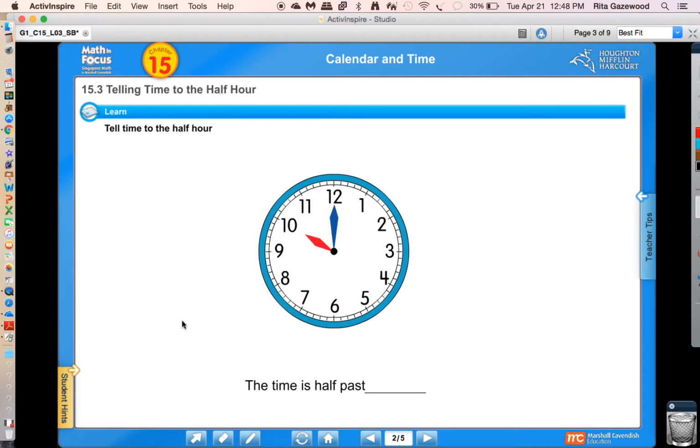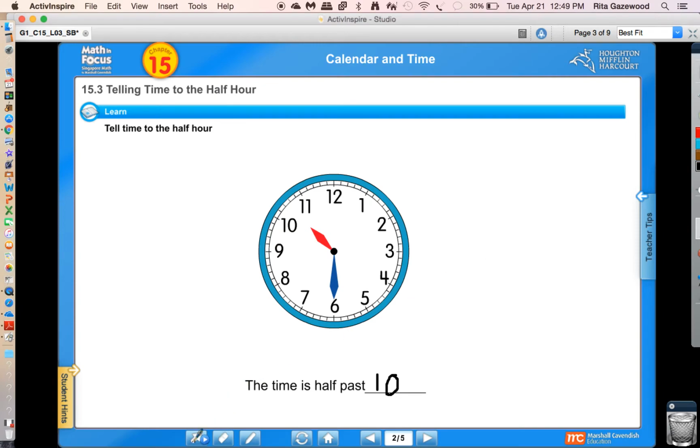What time is it now? 10 o'clock. All right, let's count. 5, 10, 15, 20, 25, 30. Now it's half past. What number has it gone past? That's right, it's gone past the 10. So we say it's half past 10, or we could say it's 10:30.